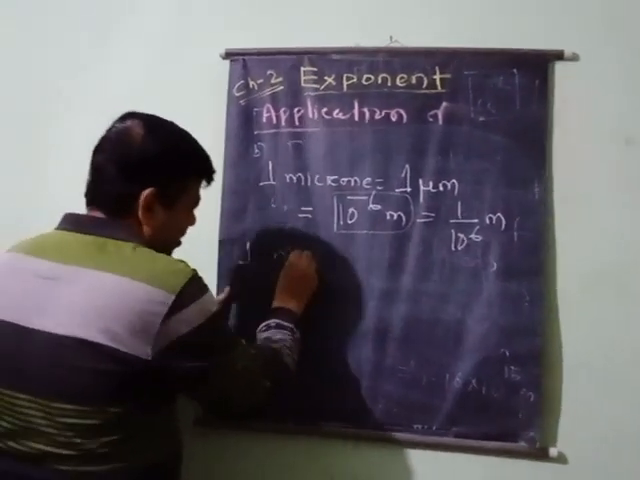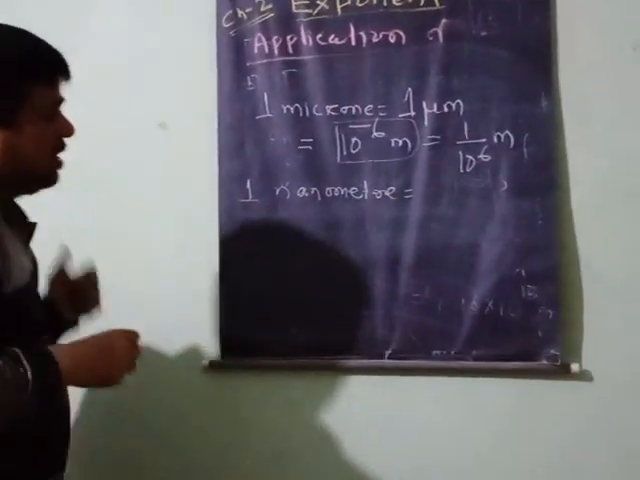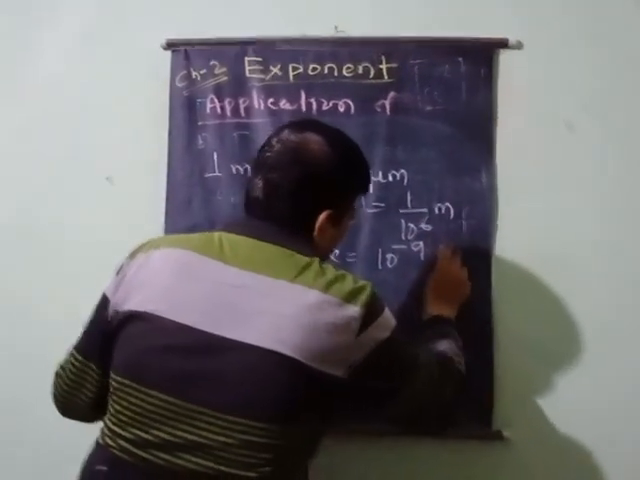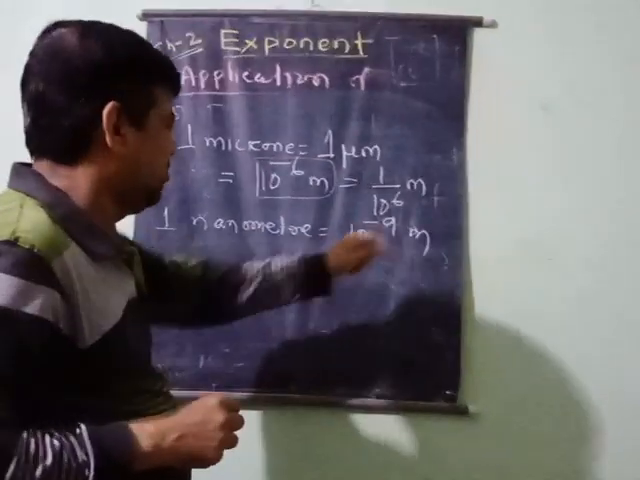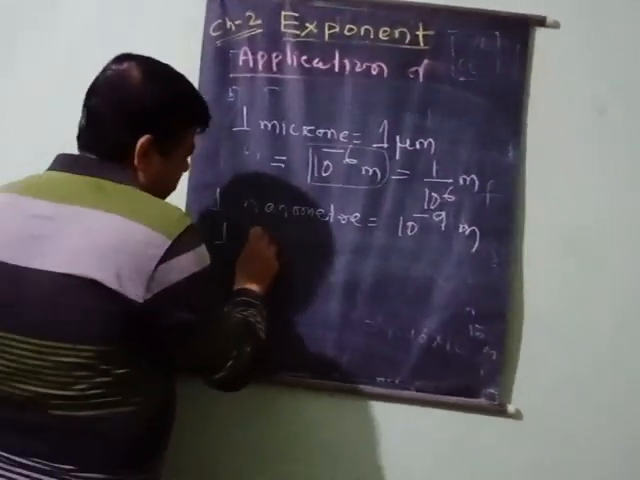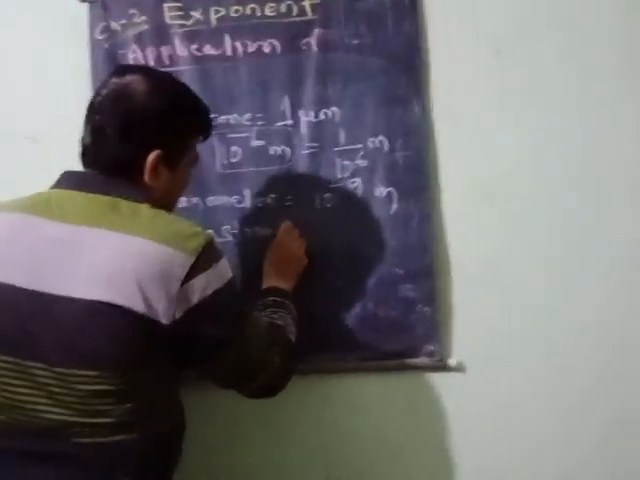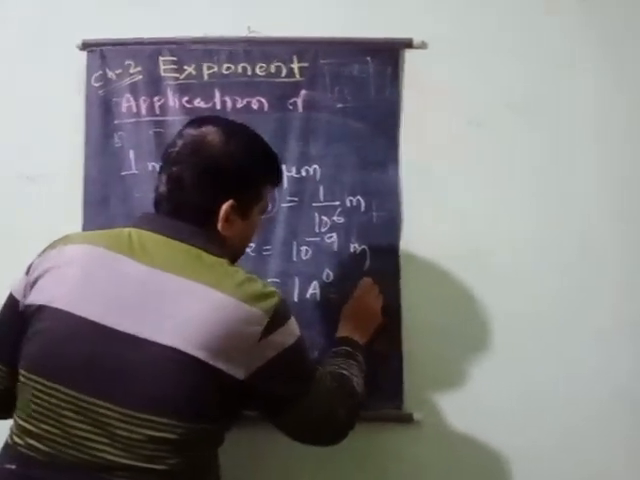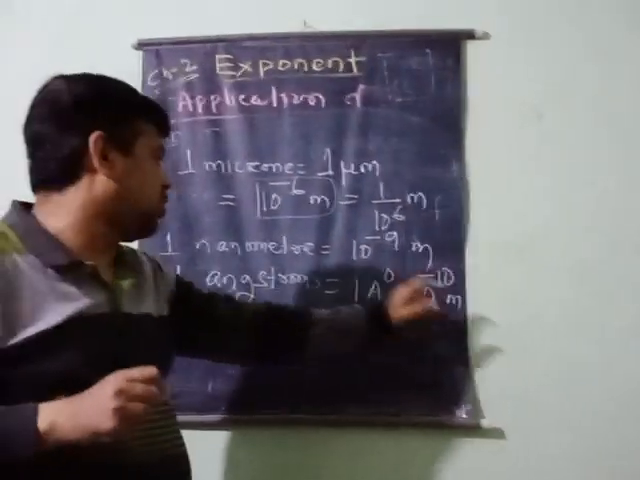Similarly, 1 nanometer, used in physics also. You will study the extremely small size of the atom. Nanometer is equal to what? 10 to the power minus 9 meter. Understand? See, such a small measurement the nanometer is. Similarly, 1 angstrom, denoted by its symbol, is equal to what? 10 to the power minus 10 meter. This is another extremely small distance.